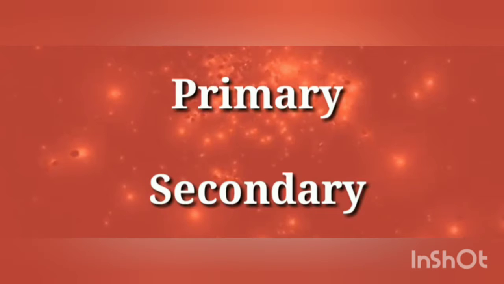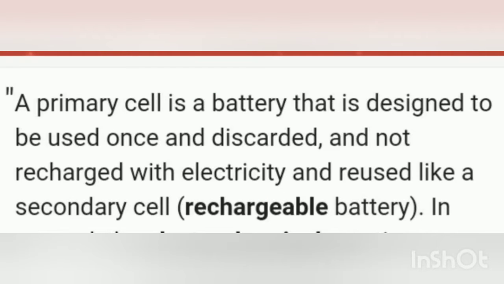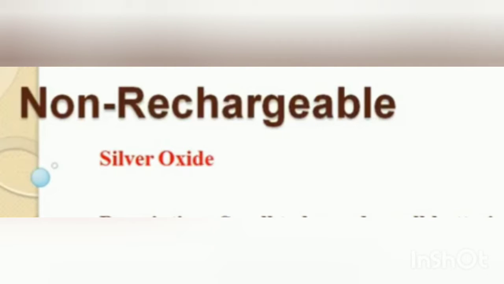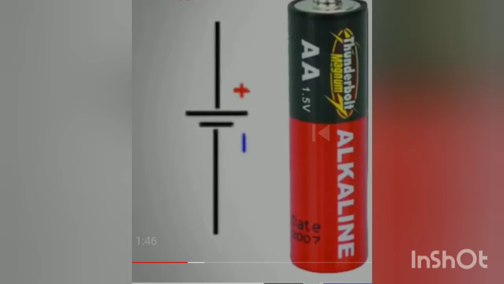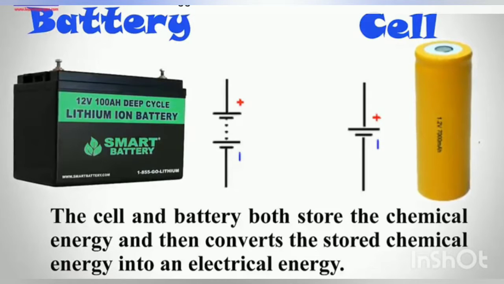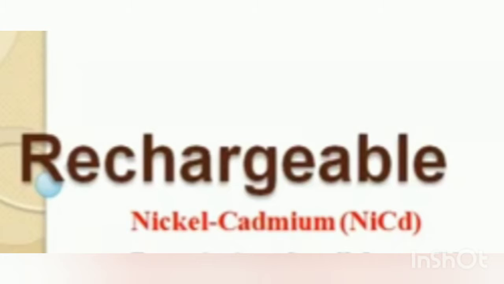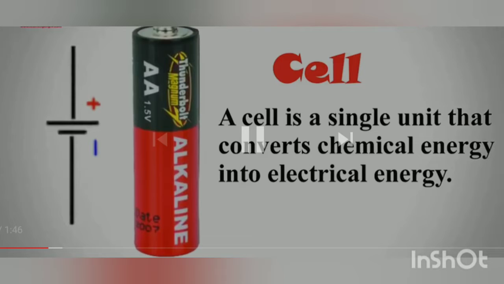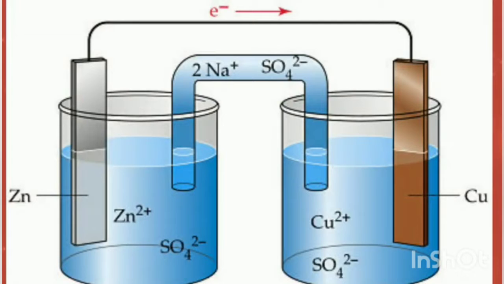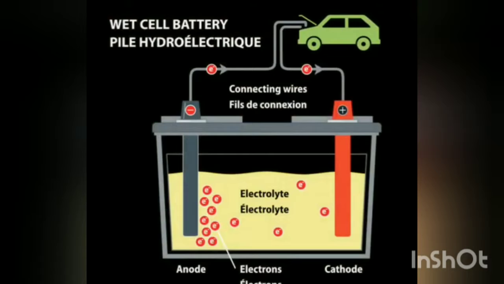A primary cell is a battery that is designed to be used once and discarded, and not recharged with electricity. And a secondary cell means a rechargeable electric cell that converts chemical energy into electrical energy by reversible chemical reactions. It is also called a storage cell. So a cell is the simplest unit for making electricity. It generates electricity from chemical reactions. Two or more cells form a battery.